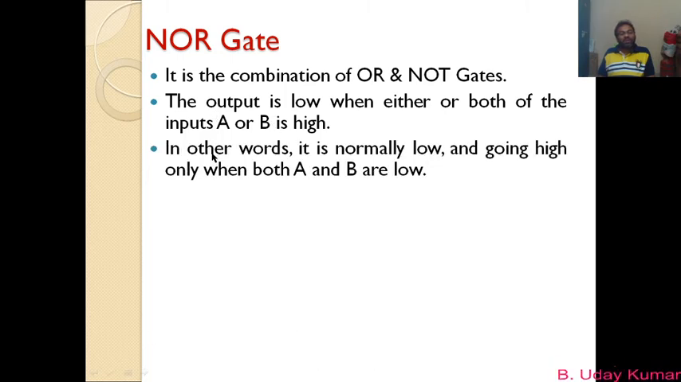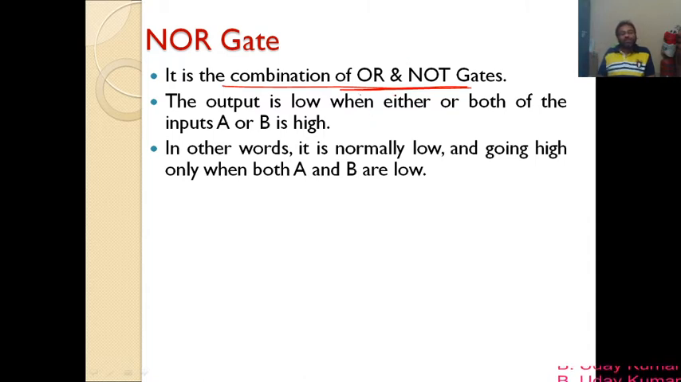And in other words, this is another definition of NOR gate. It is normally low, and goes high only when both A and B are low. To understand these two definitions, first of all, we need to understand the truth table of NOR gate. As I already told you, it is the combination of OR and NOT gates. Remember one more point I forgot to mention: whether it is NAND gate or NOR gate, in general, we have two inputs and one output. So that you have to remember.